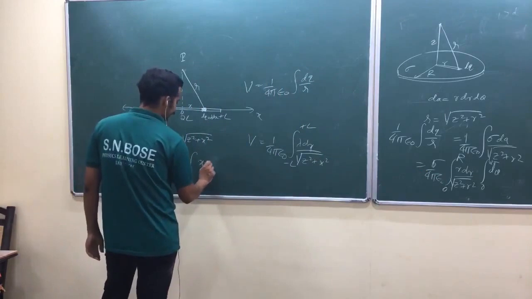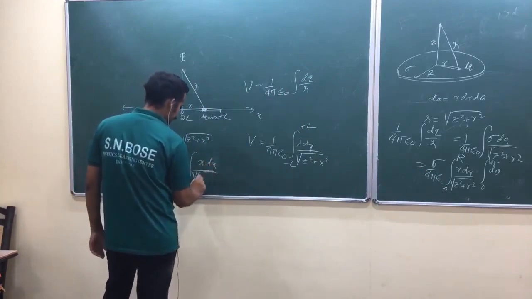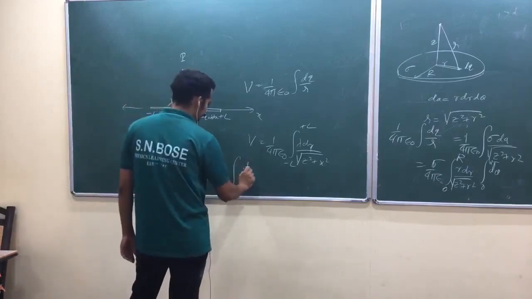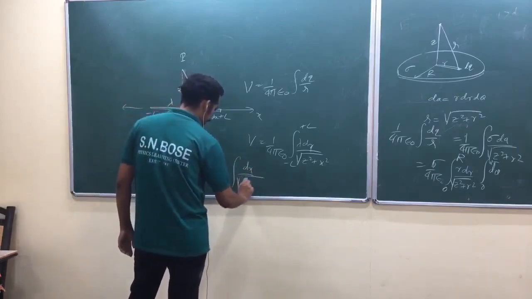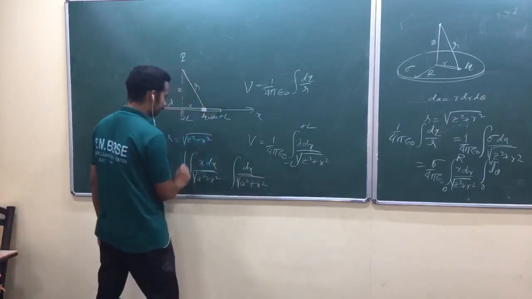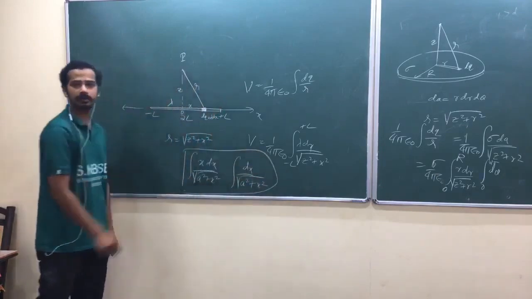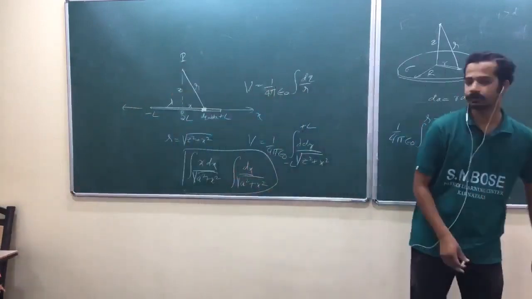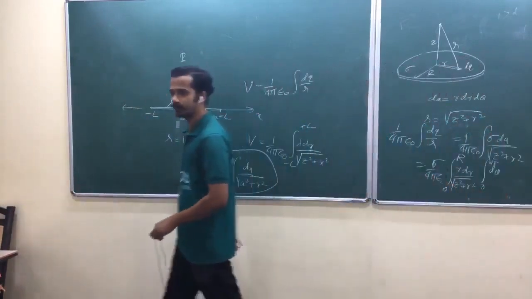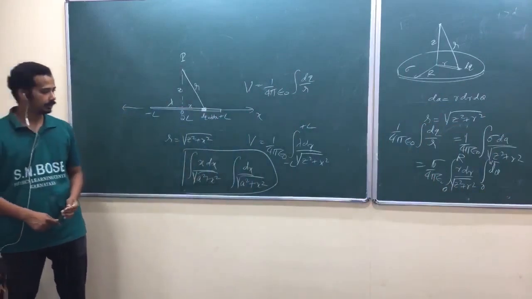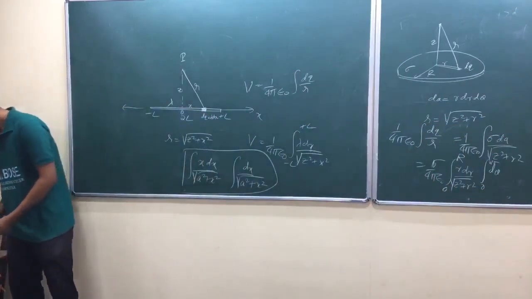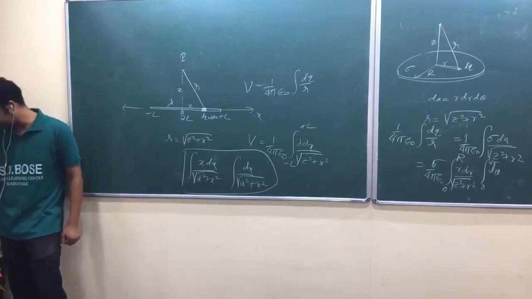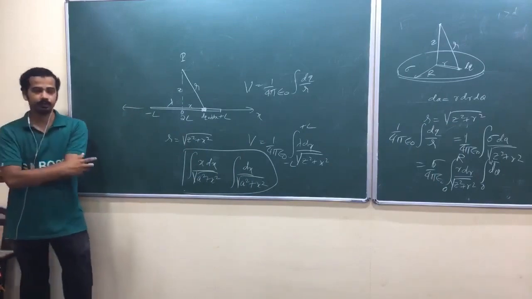Integral of x dx by root of a square plus x square, and then integral of dx by root of a square plus x square. You better remember, because these two integrals come again and again. Remember them directly, or learn by integration by substitution, x equal to a tan theta. Yeah, I think that is sufficient for finding the potential.